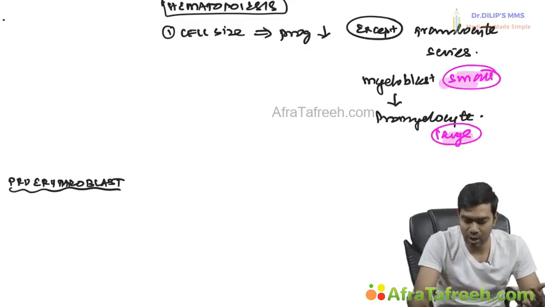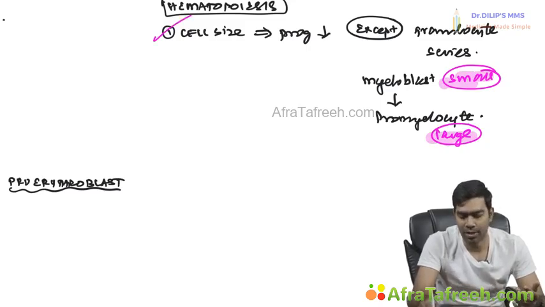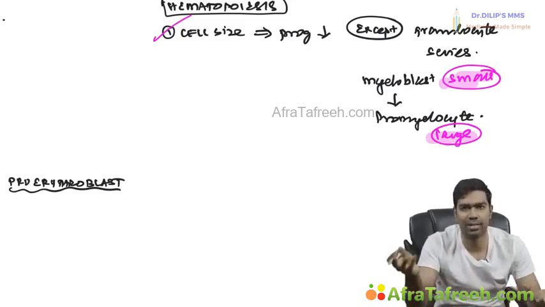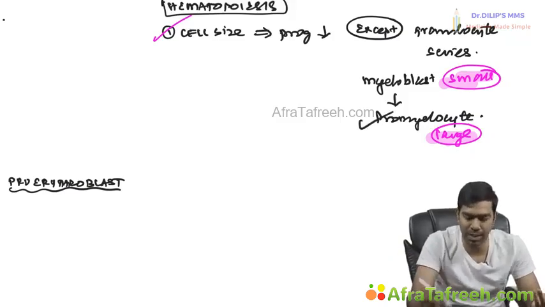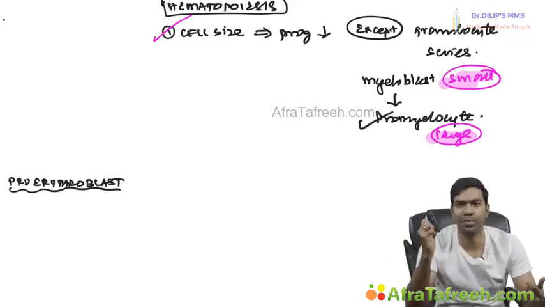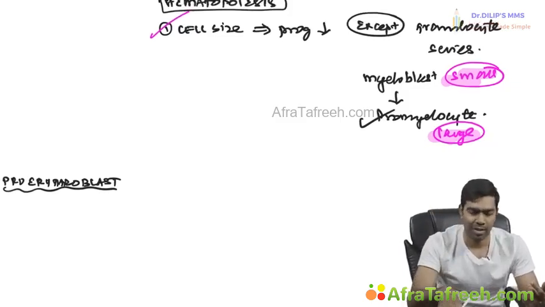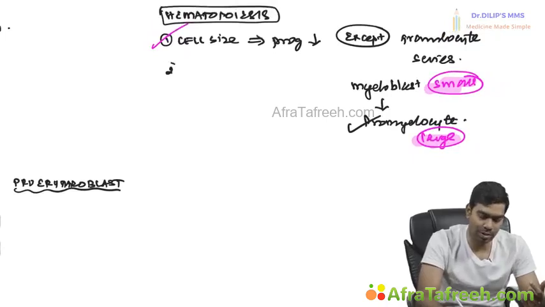This myeloblast is relatively smaller in size compared to the promyelocyte, which is larger in size. This is actually violating the common principle that we told here, because the cell size generally tends to decrease in the successor compared to the precursor. But here the successor has a relatively large size compared to the precursor. That's why this is the only exception in the entire set of rules we are going to discuss.